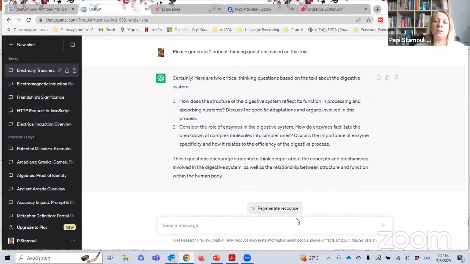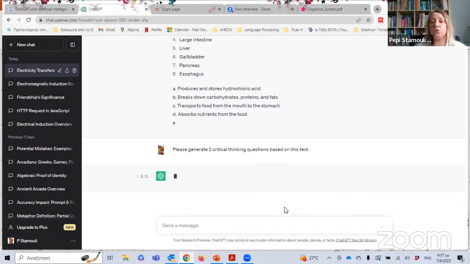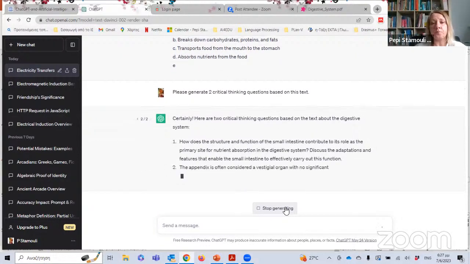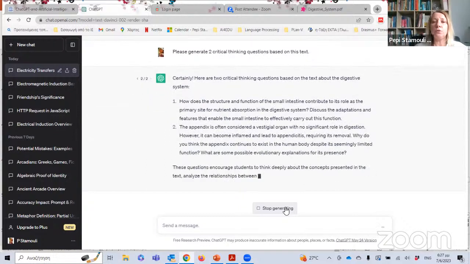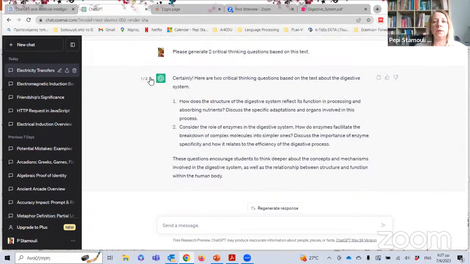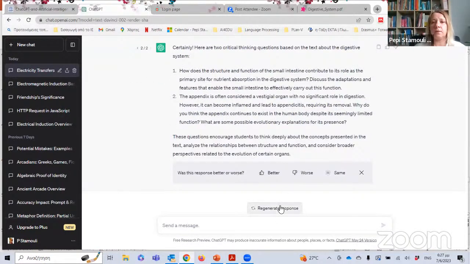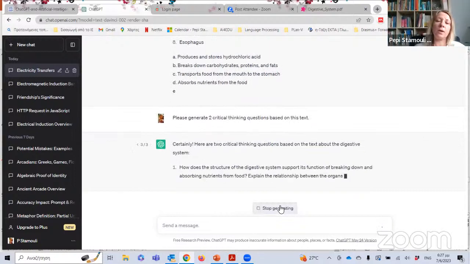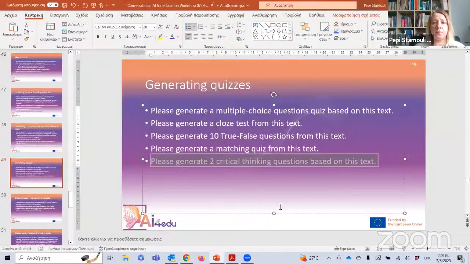Each time you can ask it to regenerate the response, so you can take several alternatives of the prompt you asked about, and you can rate the response, and of course you can review all alternatives of the same prompt and select the one you think is more relevant to your needs.